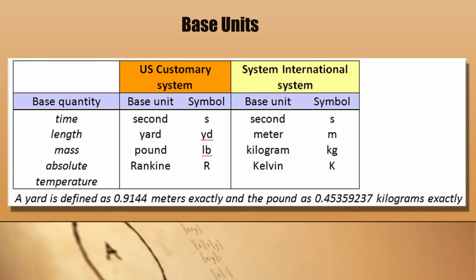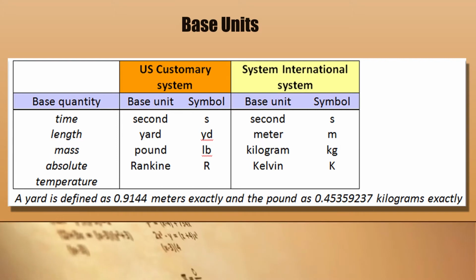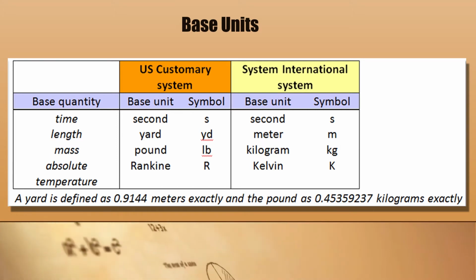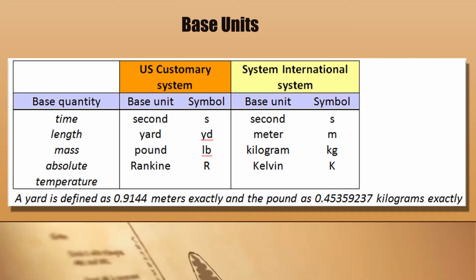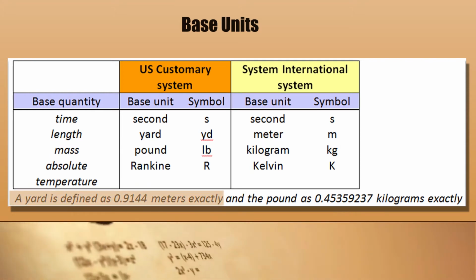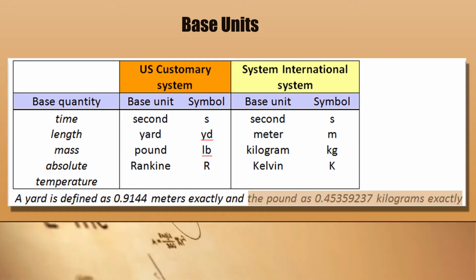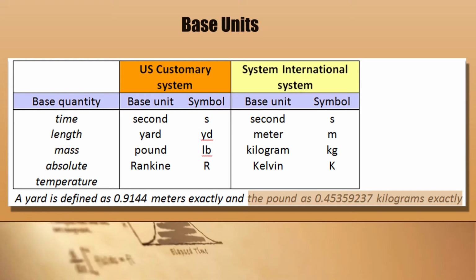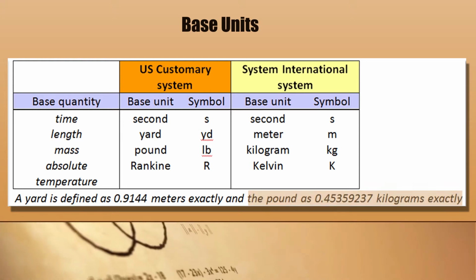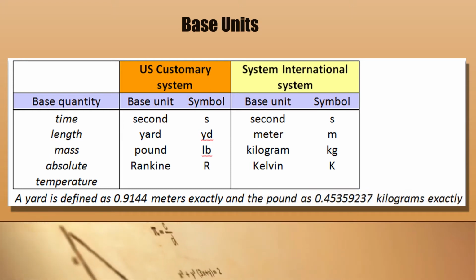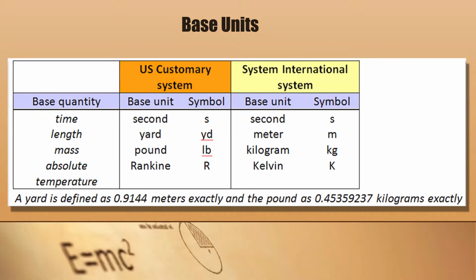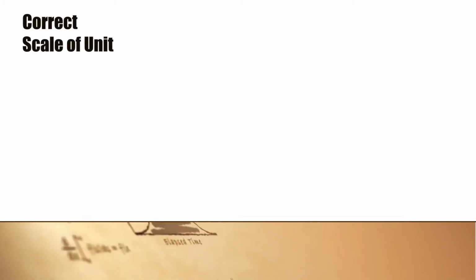The SI unit is now so entrenched as the worldwide standard that the U.S. customary system of measurement is dependent on the SI for the formal definition of the yard, which is now defined as 0.9144 meters exactly, and also the pound, which is defined to be exactly 0.453592237 kilograms.